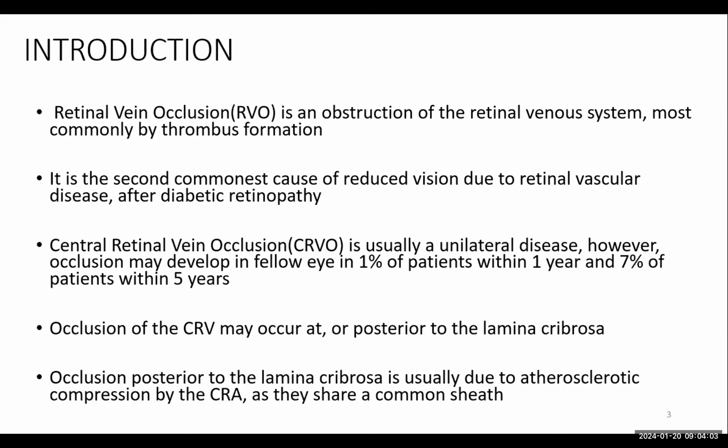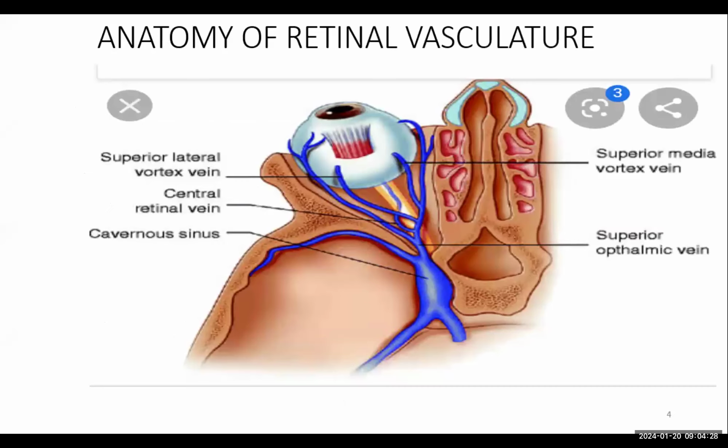The occlusion of the central retinal vein may occur at the lamina cribrosa, or in the area posterior to the lamina cribrosa. Occlusion posterior to the lamina cribrosa is usually due to atherosclerotic compression of the central retinal vein by the central retinal artery, as we all know they share a common adventitia.